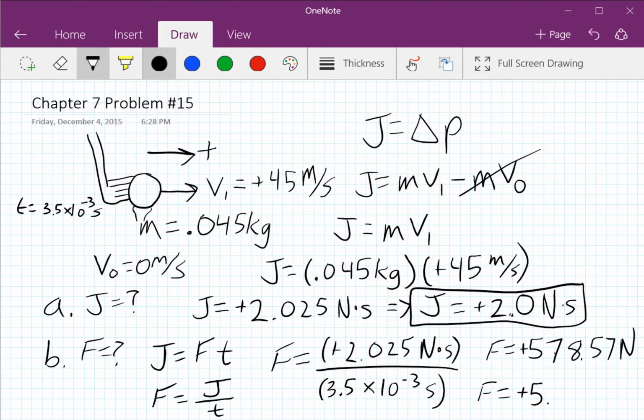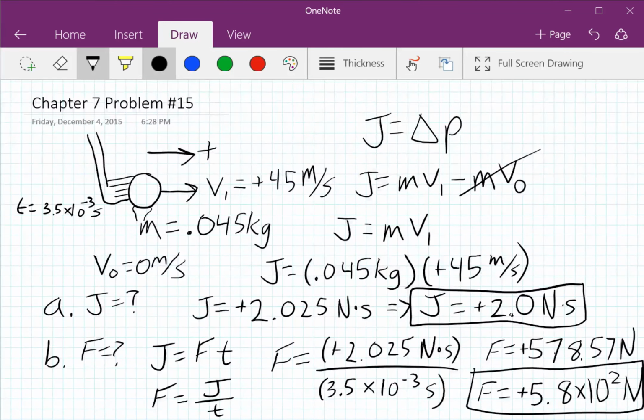So the answer should be 5.8 times 10 to the second newtons. Okay, so sorry about that delay for the mistake there, but your answer for the force before you round it should be 578, and then you would have to round that to 580. With the scientific notation and the sig figs, because you're only supposed to have 2 digits, you'd have 5.8 times 10 to the second newtons.